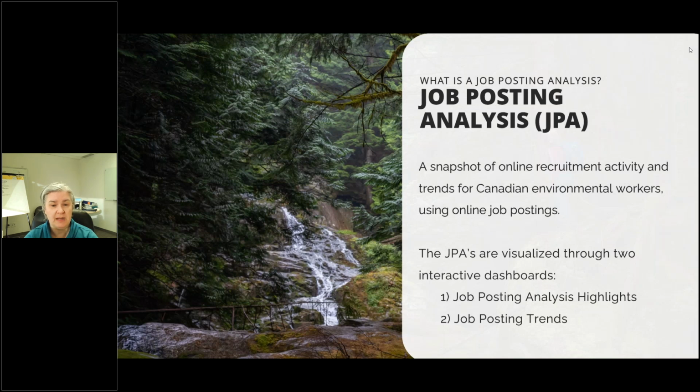We have two different dashboards that we publish on our website. I'll give you a snapshot of those in a little while. One of them looks at highlights of the different types of environmental jobs that are being offered in terms of the regions that they're being offered in, the types of occupations that are available, and the industries in which those jobs are taking place. And then also we look at job posting trends. So we take a look at what's happened to the number of environmental job postings over time. Our data currently goes back to the beginning of 2021. So we've got 2021 and 2022 data.